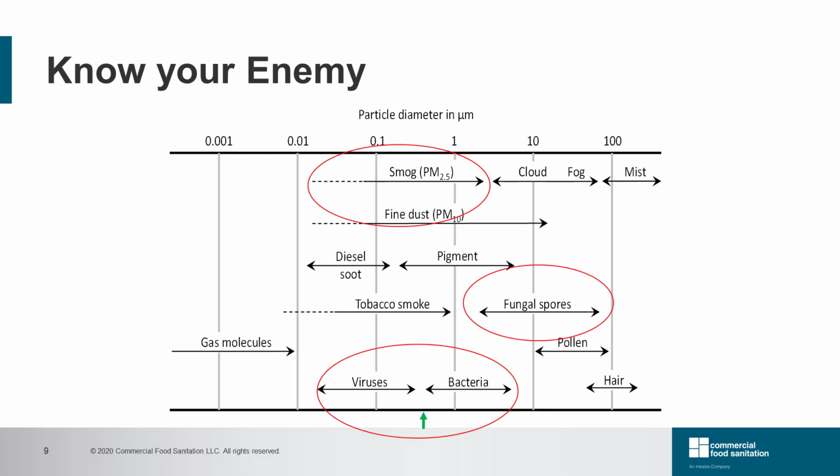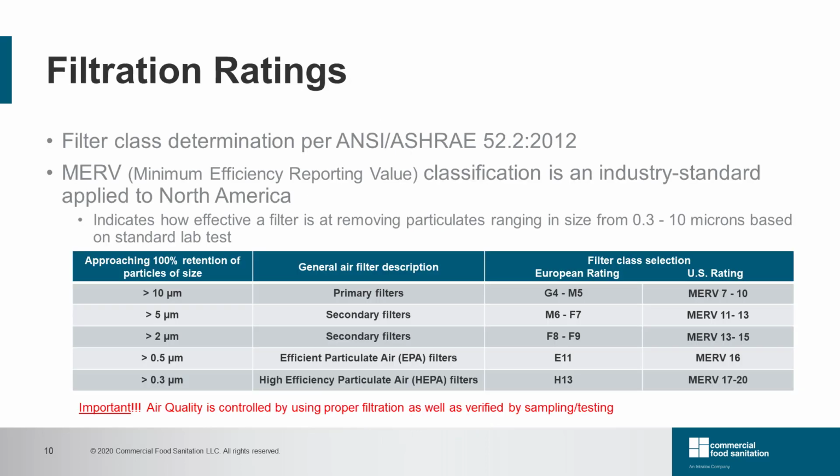When choosing the efficiency of the heating, ventilation, and air conditioning units for process facilities, we need to know who the enemy is and how big they are. We can then select the corresponding filter specification. On this slide, you can see the different filtration levels corresponding to different particle sizes.